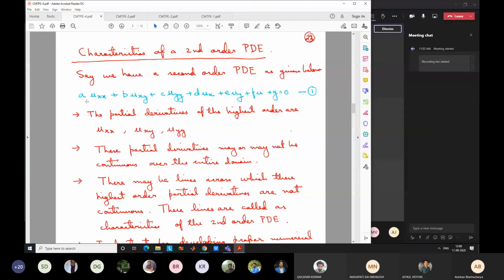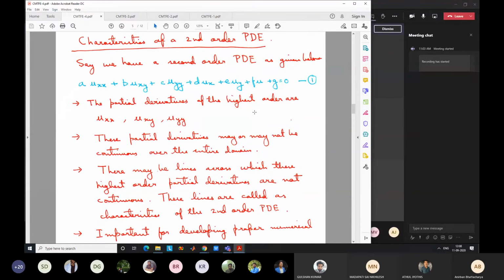So we had already written this second order PDE: A u_xx plus B u_xy plus C u_yy. These three are the highest order terms. Then these are the lower order terms: D u_x plus E u_y plus F u plus G equal to 0. Okay, let us call this equation 1.